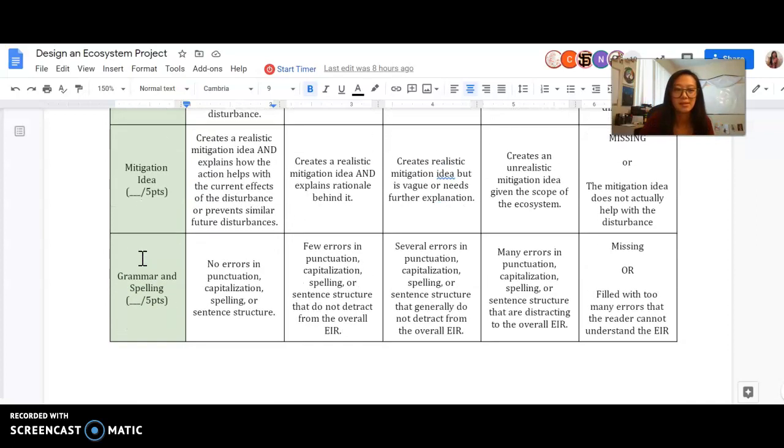Cool. Next up, I'm going to be looking at your mitigation idea. So you should create a realistic mitigation idea and explain how that would help affect the current circumstances of the disturbance or potentially prevent similar disturbances in the future. And then finally, just a quick 5 points for spelling, punctuation, capitalization, sentence structure. I'm not going to be super picky. This does not need to be in scientific academic language, but it should be fairly free of errors so that I can understand it.